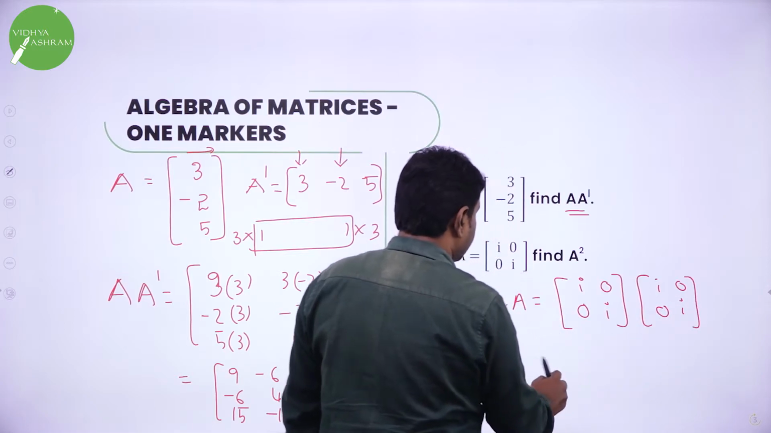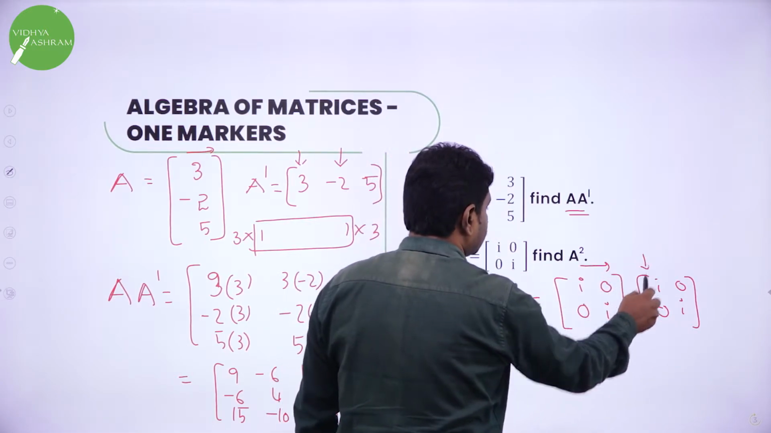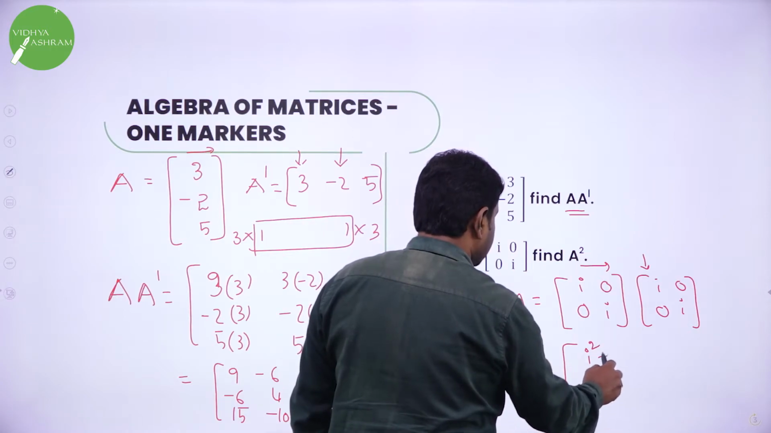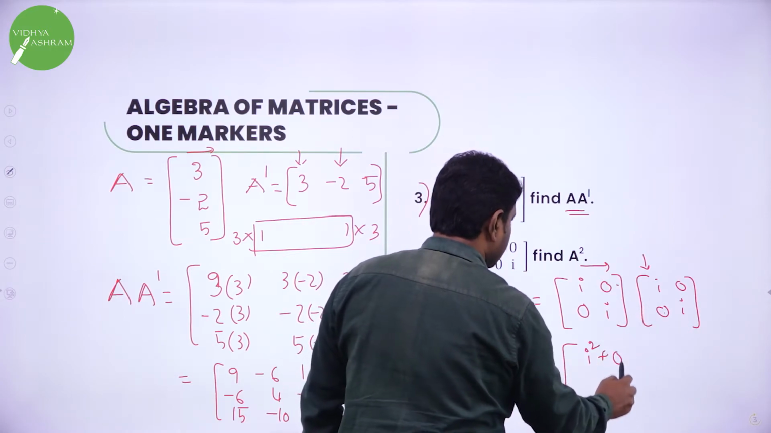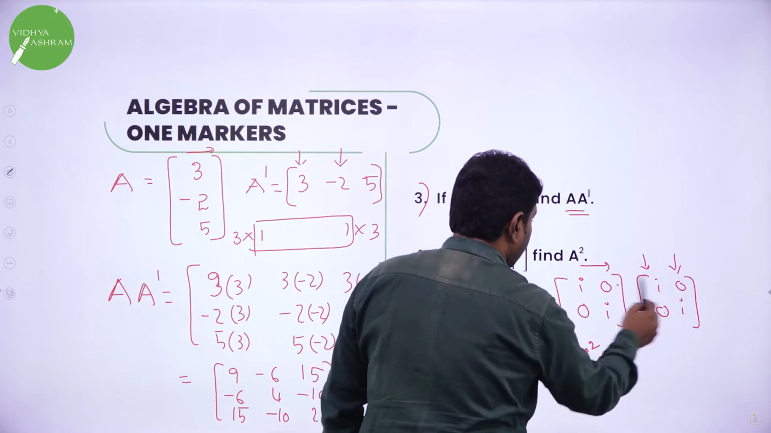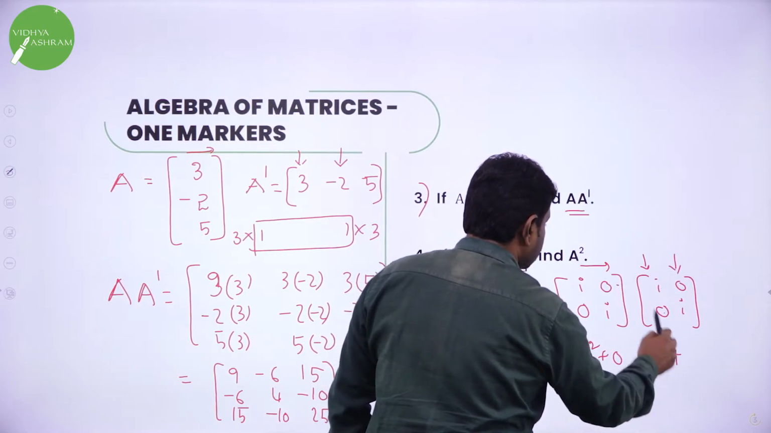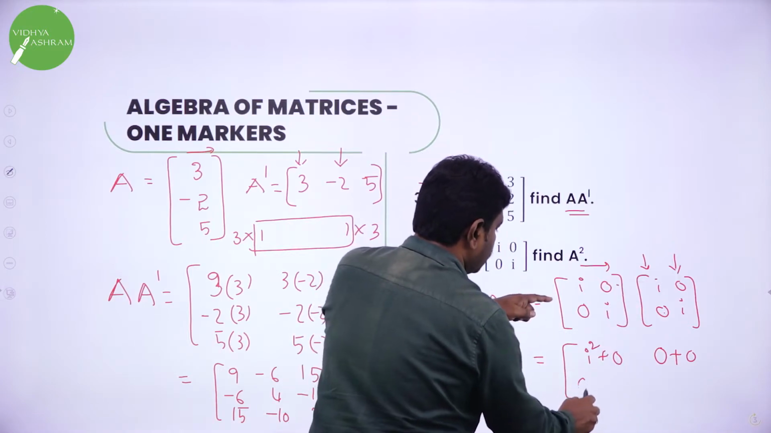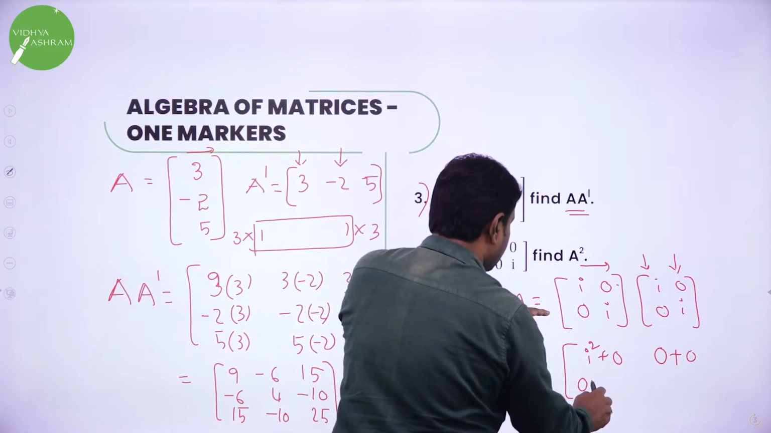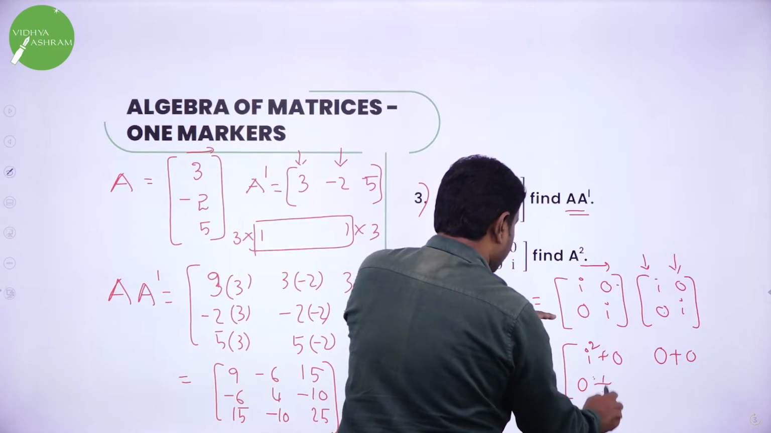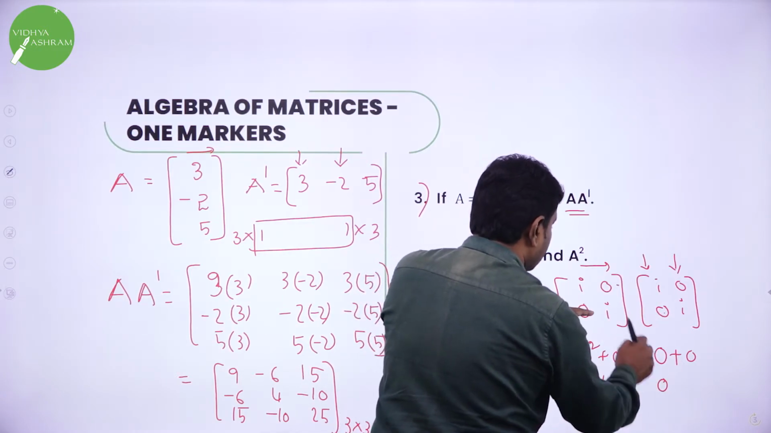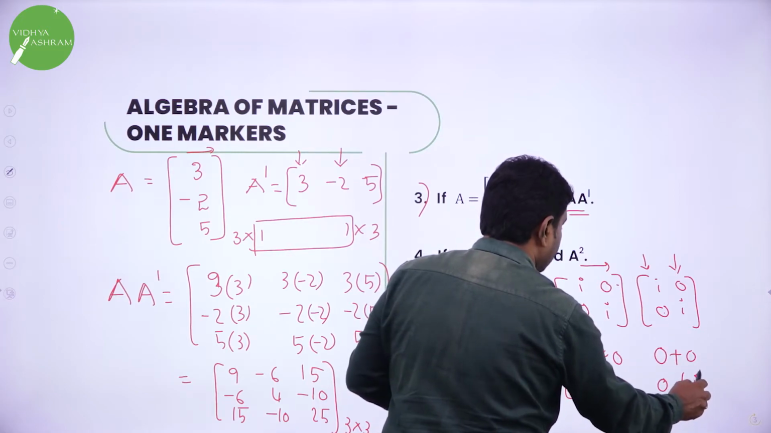Now, first row with first column: i into i is i square, plus 0 into 0, 0. Then first row with second column: i into 0, 0, plus 0 into i, 0. Then second row with first column: 0 into i, 0, plus i into 0, 0. Then 0 into 0, 0, plus i into i, i square.